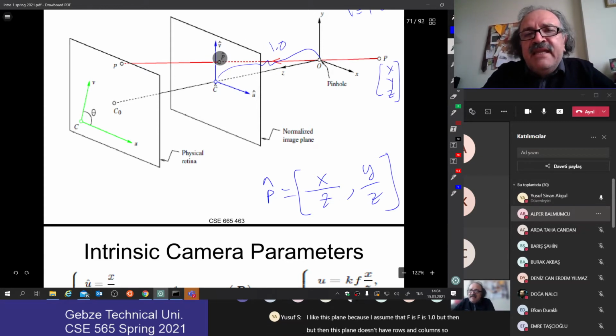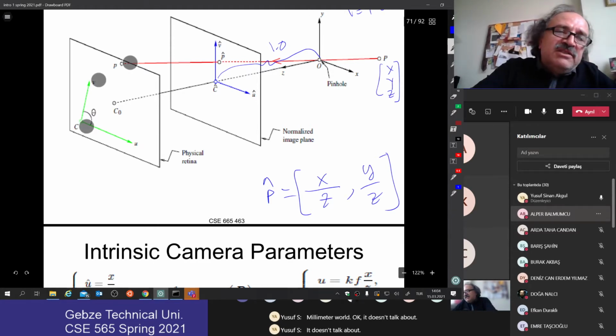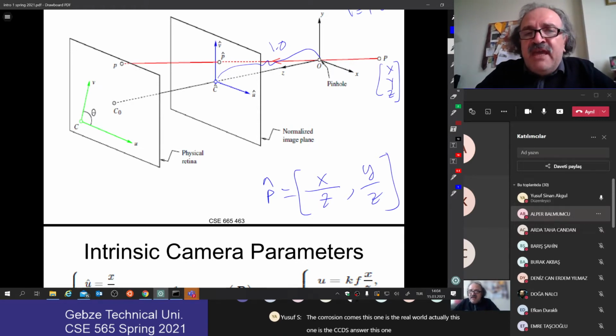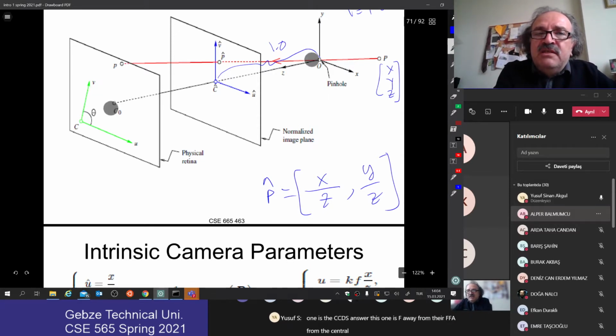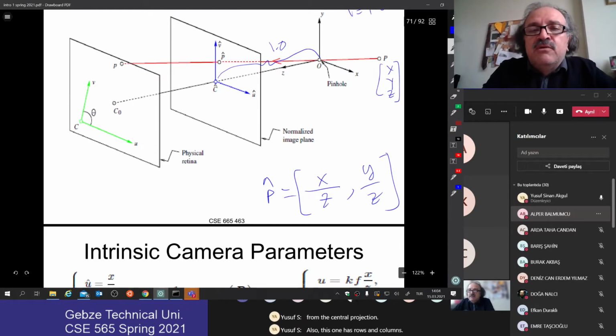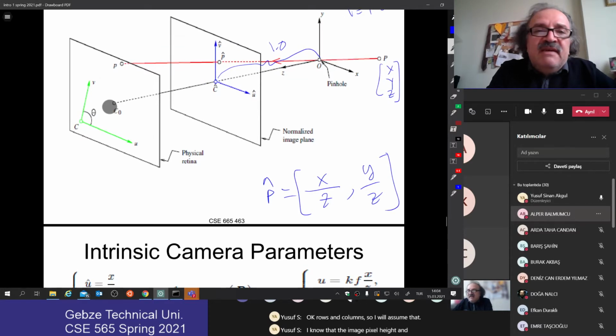So the p hat lives in the millimeter world. It doesn't talk about the rows and columns. This one is the real world actually. This one is the CCD sensor. This one is f away from the center of projection. Also, this one has rows and columns. So I will assume that I know the image pixel height and image pixel width.